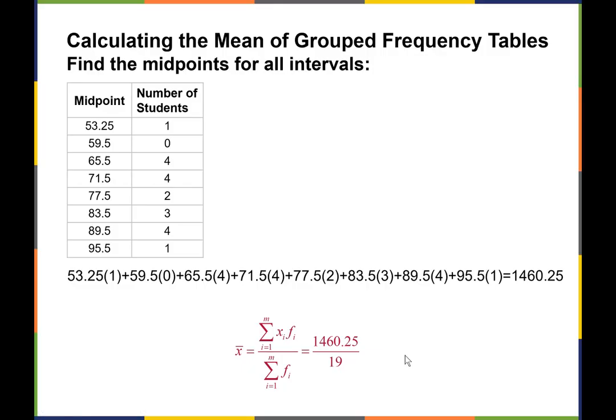Let's have Siri help us. What is 1460.25 divided by 19? It's about 76.8552. So 76.86 was the average value for this test. Now, that's not going to be exactly right. If we had all the test scores, we could find the exact mean. This is just an approximation based on the information that we were given. All right, well, this is the end of section 2.5, and you should be ready to go on and do the homework.